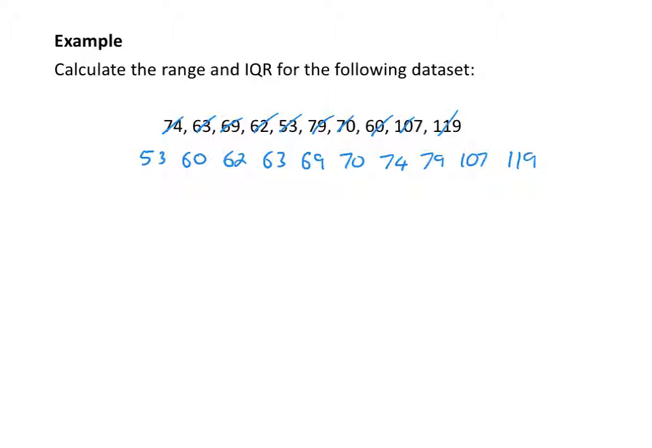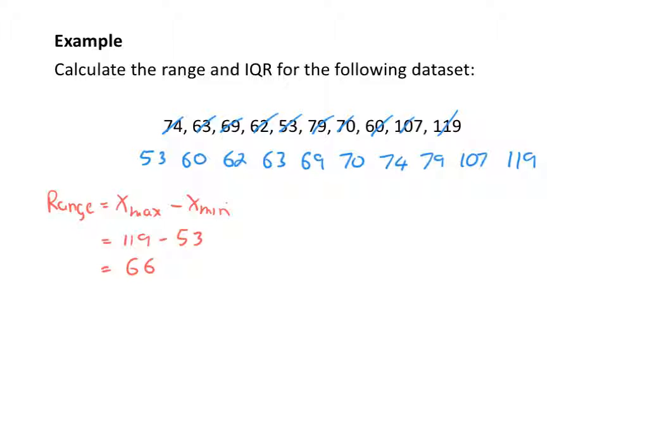So now that the data set has been arranged into ascending order, I can go ahead and calculate the range. So the range is going to be equal to the maximum score minus the minimum score. So the maximum score is 119, the minimum score is 53. So my range is going to be 119 minus 53, which is equal to 66.